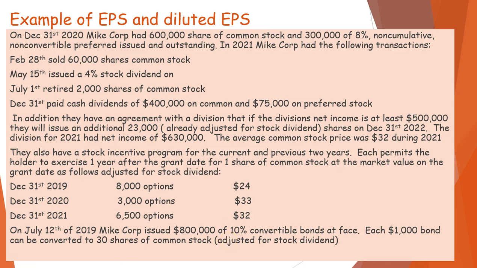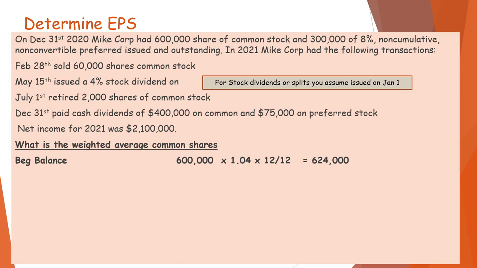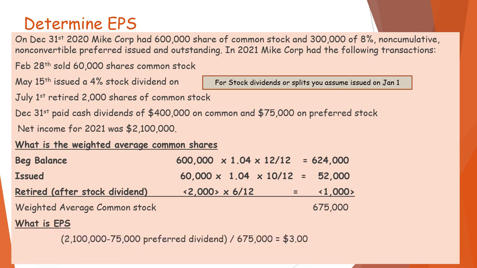Now, what does all that mean? So let's first look at earnings per share. Again, we have to assume that the stock splits at the beginning of the year. So we're going to look at our beginning balance times the stock dividend. We issued another $60,000 for 10/12 of the year. And then we retired, but this transaction was after the stock dividend, so we ignore the stock dividend. And now we have our weighted average for common stock. We take out the preferred dividend, and we get $3 per share.